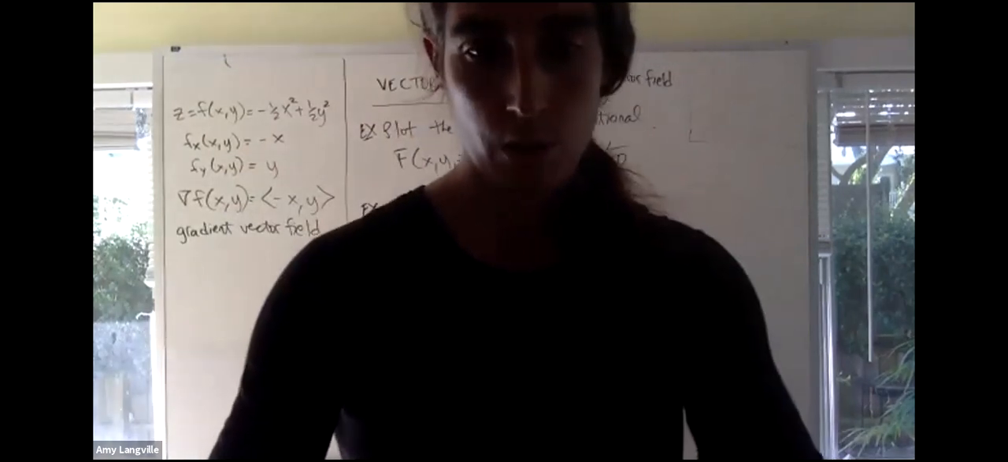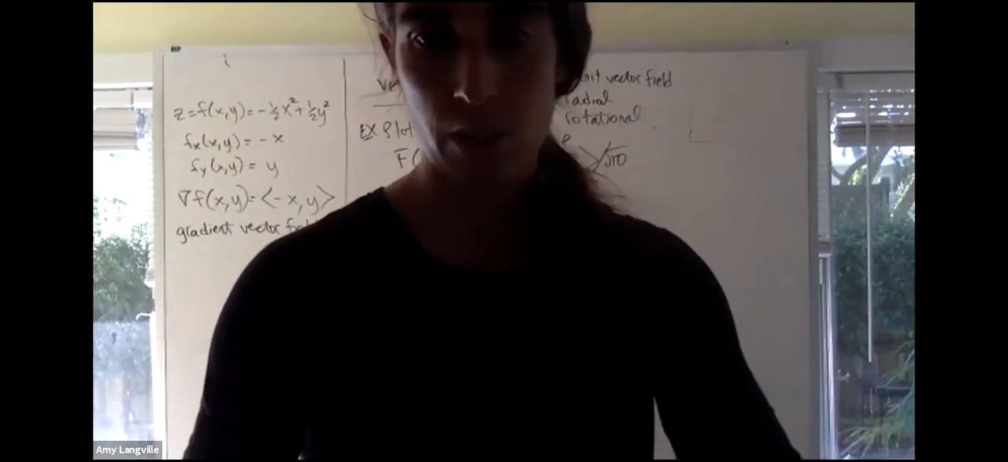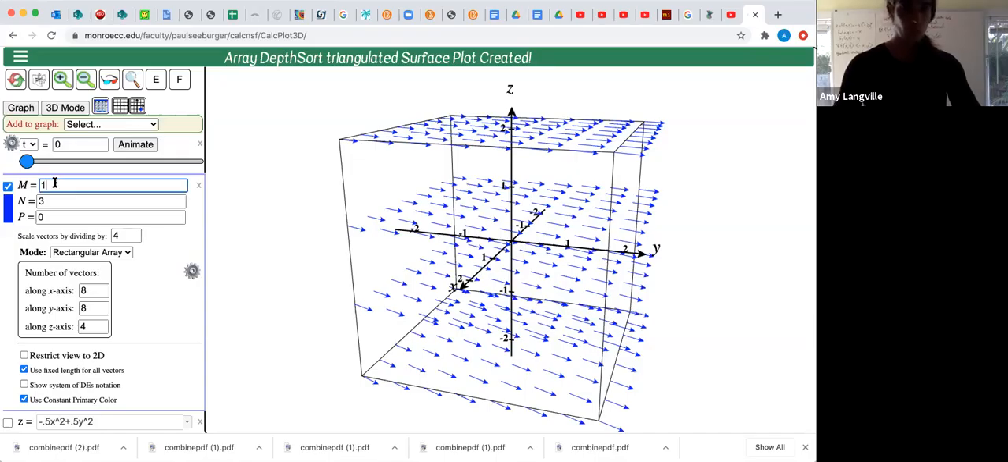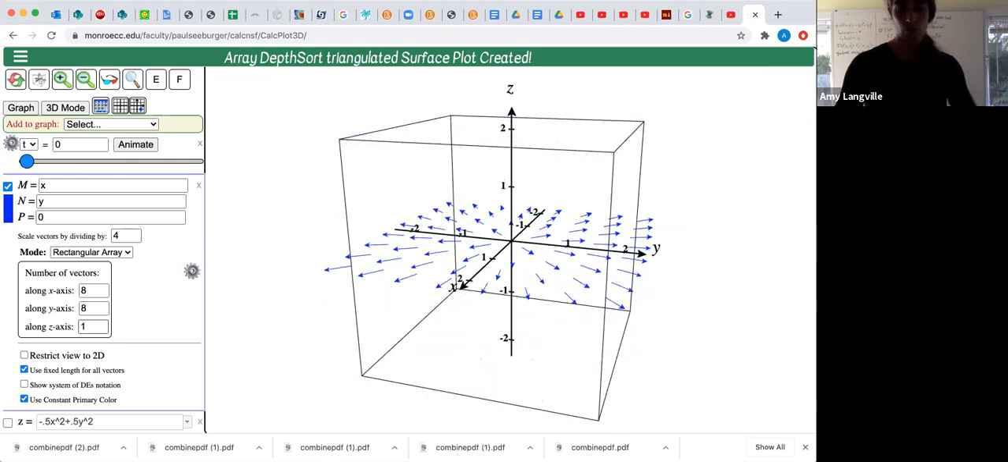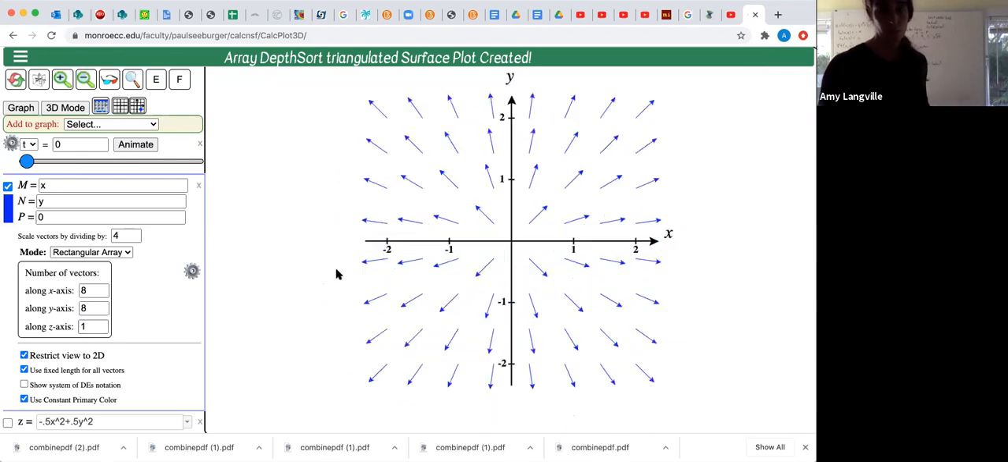So real quick, we'll go back to CalPlot 3D. We will enter x, y. We don't want to see all of them because it's just 2D, so we can say just restrict to 2D. And again, notice that they're all radiating away, or had all the vectors been pointing towards the origin. That's another one, the gravitational field in R3 pointing towards the origin. That is a radial vector field. Again, think about the word radiate. They're radiating like rays of the sunshine.